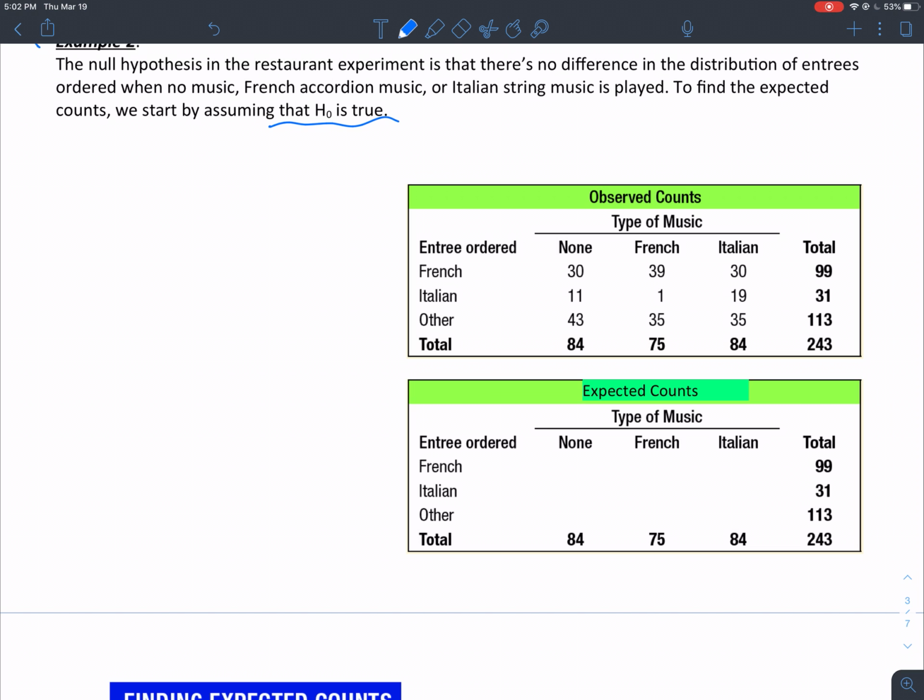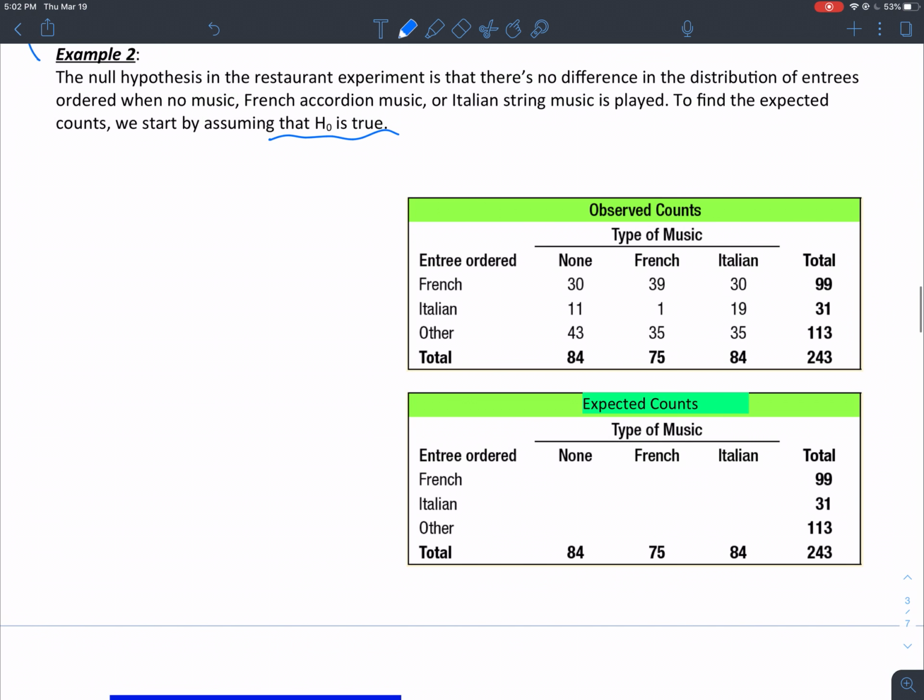How do you calculate the expected counts? Here are my observed counts. How do I calculate my expected counts? We are saying the null hypothesis is true. We're assuming that in our null hypothesis. That means that the distribution of the entrees for each treatment is the same. If I'm looking at the French entree, the distribution of the entrees must be the same, proportionally speaking, for each treatment.